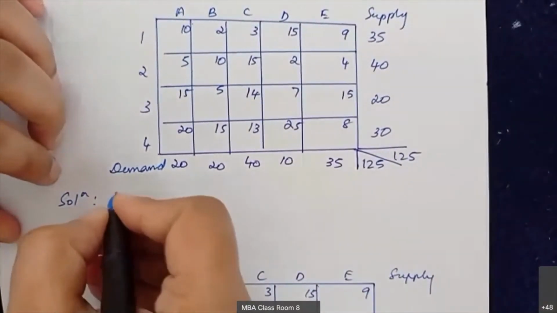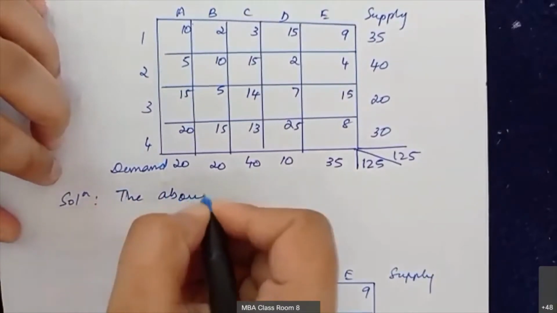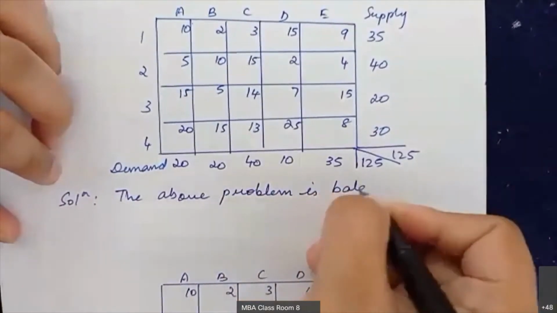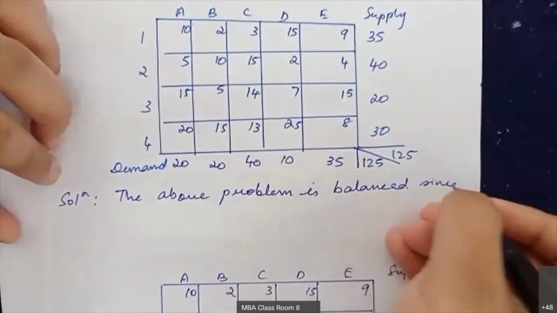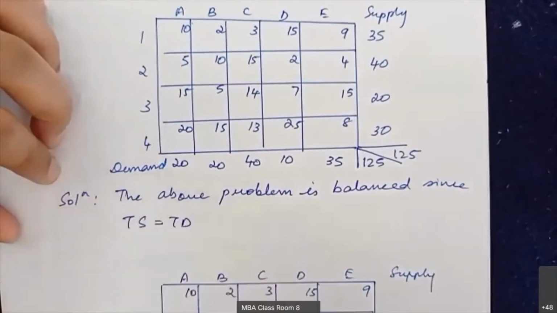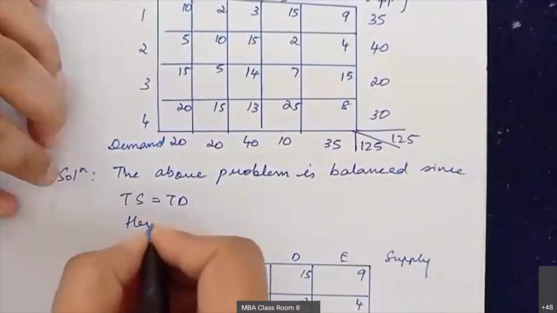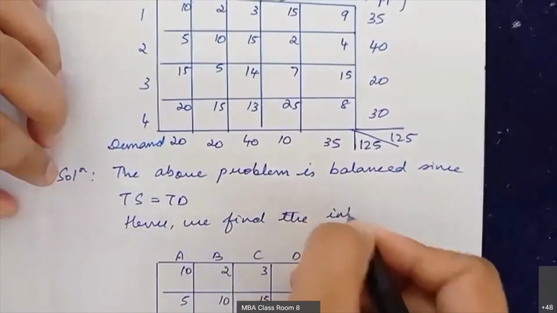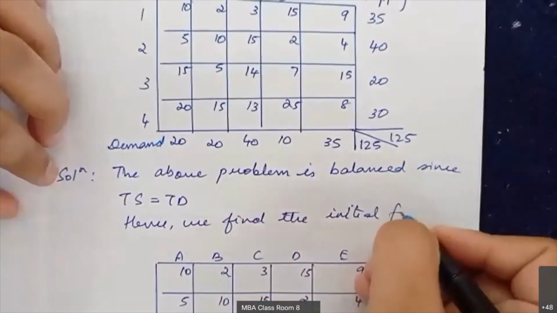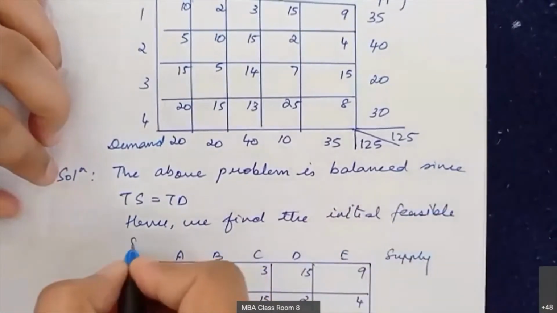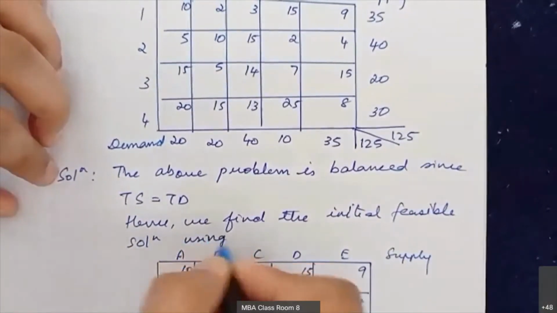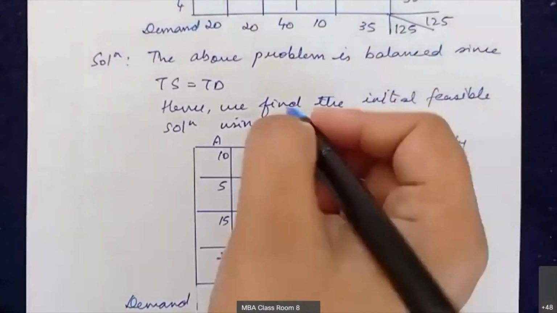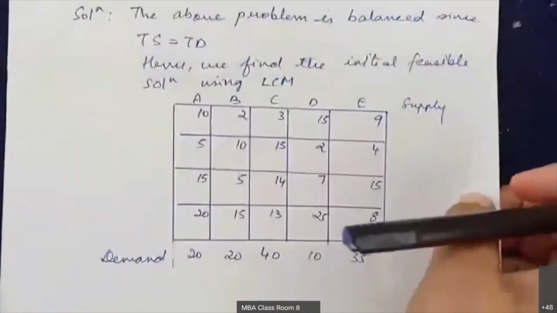So in the solution, we'll write: the above problem is balanced since total supply is equal to total demand. Hence we find the initial feasible solution using which method? In the question, they have told us to find the initial feasible solution using the least cost method. So we'll start with the least cost method.